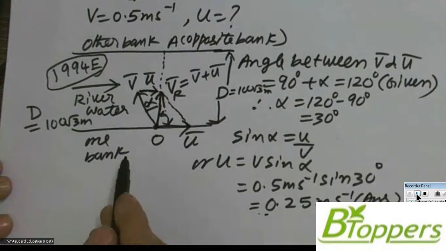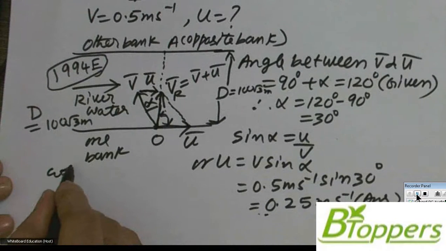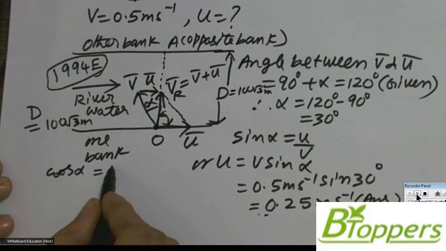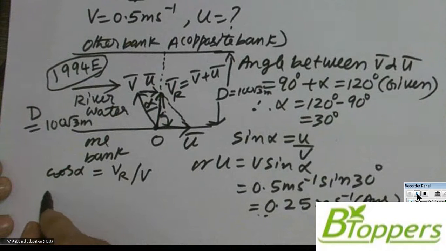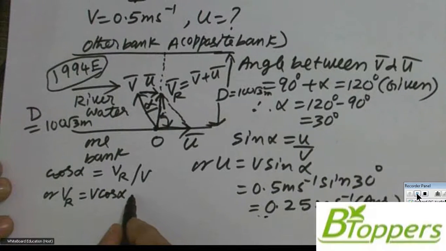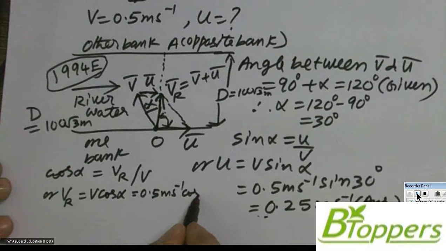Otherwise, you can see the same figure. From this figure, you can write cos alpha equals VR by V. VR means the magnitude of the resultant velocity, that can be written as V cos alpha. Here V is given as 0.5 meter per second. Cos alpha means it is cos 30 degrees.